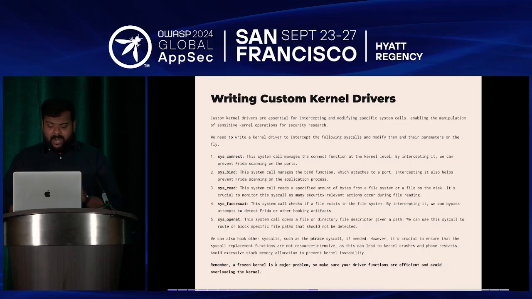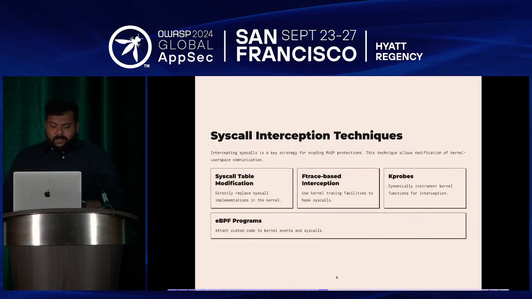But remember, the main important point which I've written at the bottom is that a frozen kernel is a major problem. So make sure your driver functions are efficient and avoid overloading the kernel, because they do not have a lot of memory in general, right? So what are the interception techniques? 1 is you can directly modify the syscall table because you are compiling the kernel itself. Before you compile the kernel, you can directly modify it. Or second, you can use ftrace-based interception, where you do not modify the kernel per se, but you have a kernel tracing facility to hook into the syscall and redirect it to your custom written function.